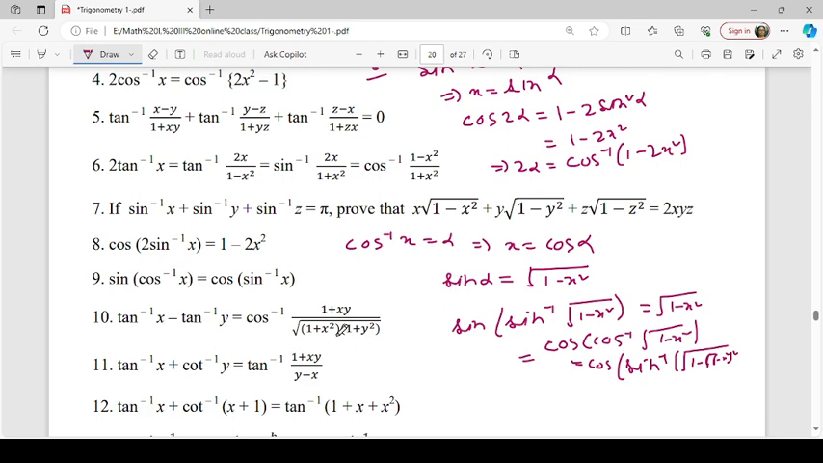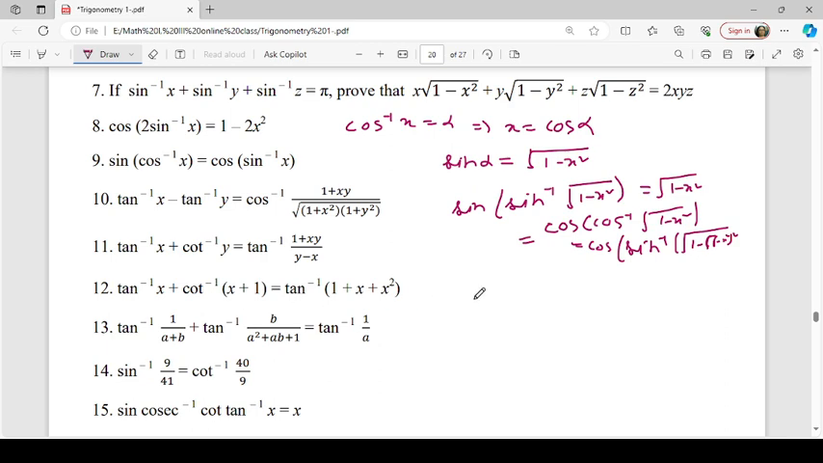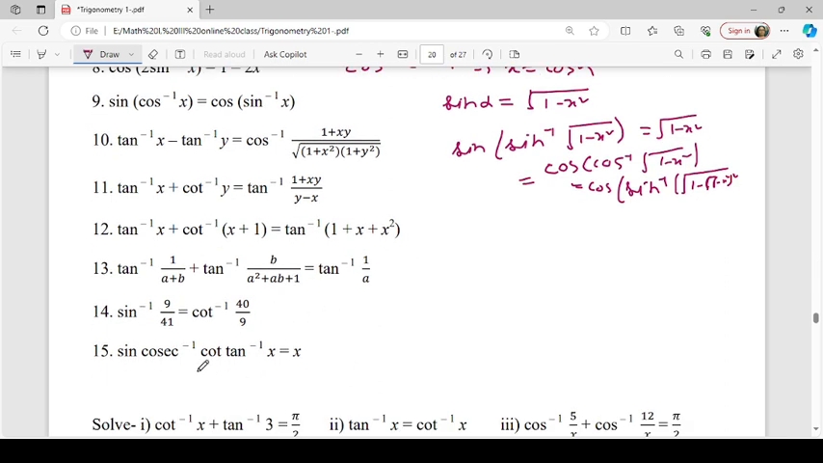Then this is tan inverse x minus tan inverse y. This is tan inverse x minus y by 1 plus xy. Then we convert it to cos inverse x, that we have done earlier, because every inverse measure we can write as this. So cot inverse y, you can write it as tan inverse 1 by y. So tan inverse x plus tan inverse y, we know the formula. This is also same.